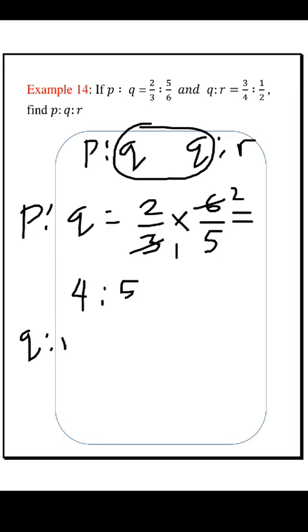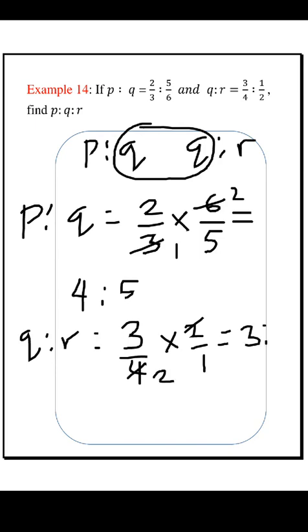Let's do the Q to R. Q : R is 3 over 4 divided by 1 over 2. By changing the division to times, 2 over 1. This one cancels this. We have 2. That is 3 : 2.